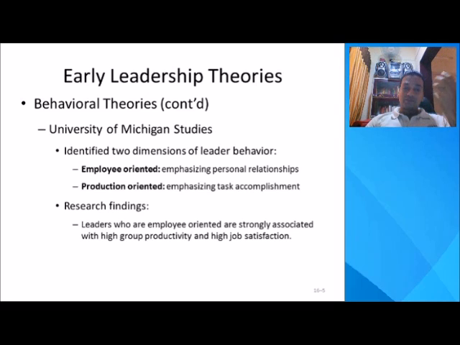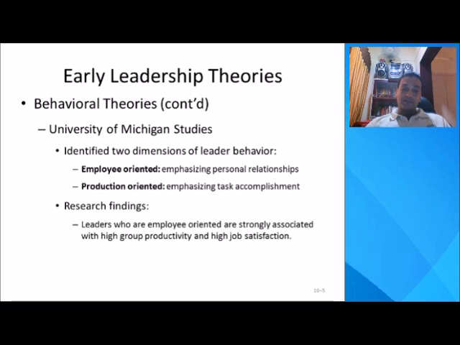Then there was another follow-up study by the University of Michigan, which again identified two dimensions of leader behavior. One is employee orientation, how the leader values personal relationships, and production orientation, as to how the leaders emphasize task accomplishment and are very focused on achieving the goals.